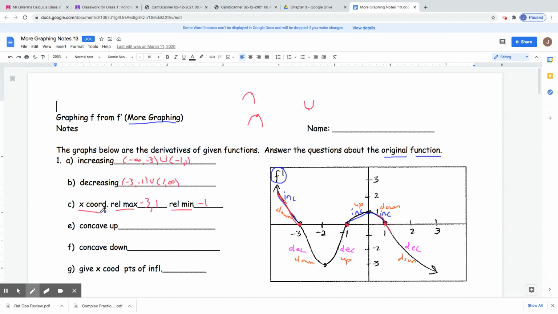Notice it just says the x coordinate, so I don't have to find the y. To find the y, you normally plug back into the original, but you can't plug back into the original because there is no original. So you just have to list the x coordinates. All right, so now for concave up, we just look at the interval. Where was it up? Well, it's up from here to here. Remember, it's the x value. So the x values here are -2 to 0.